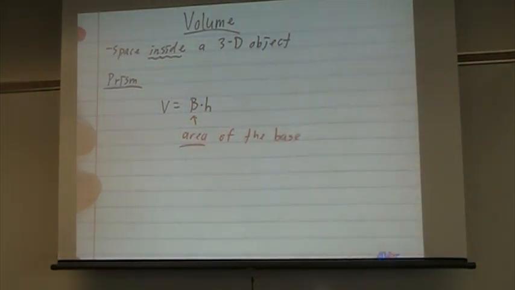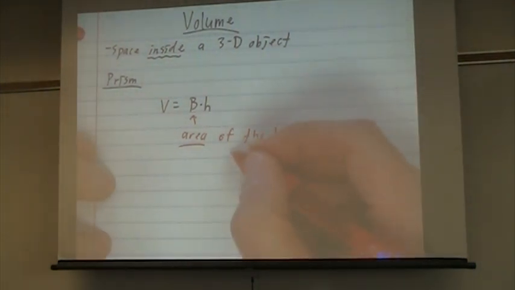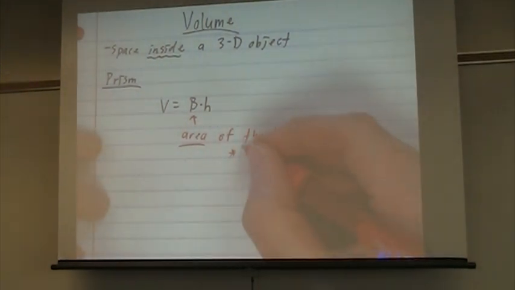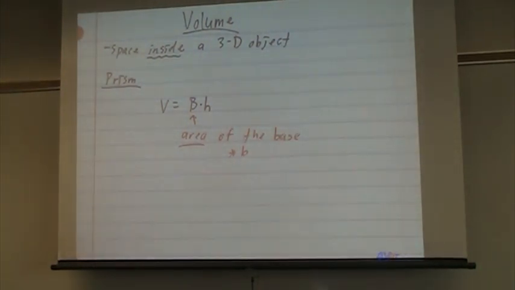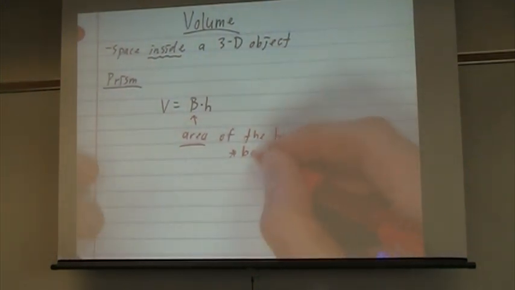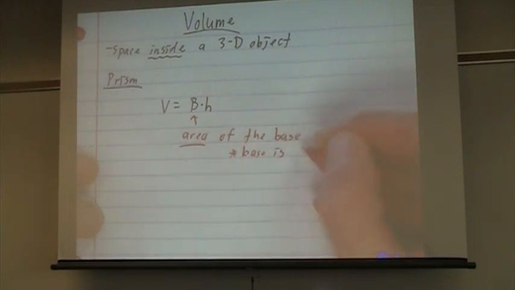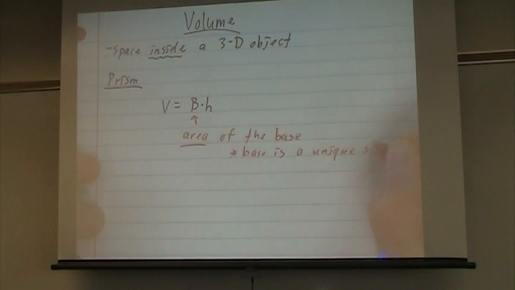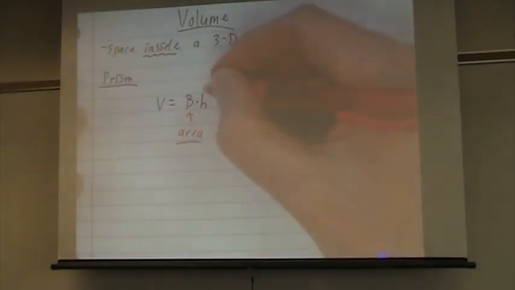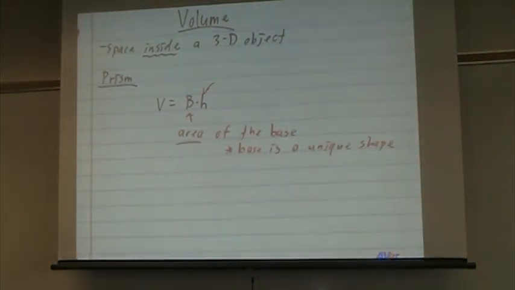And your base is usually going to be a unique shape. It could be the bottom sometimes, but it might be a unique shape depending on the situation. Base is a unique shape. And this, of course, is your height, but similar to the trapezoids, remember the height is not necessarily always up and down. It might be left, right, depending on how the shape is oriented.